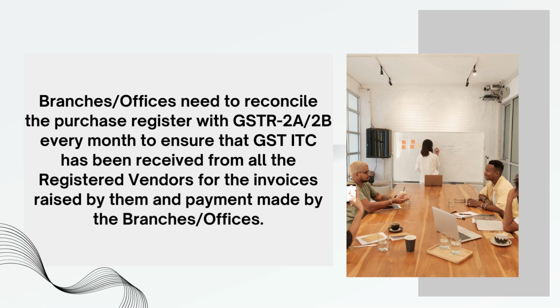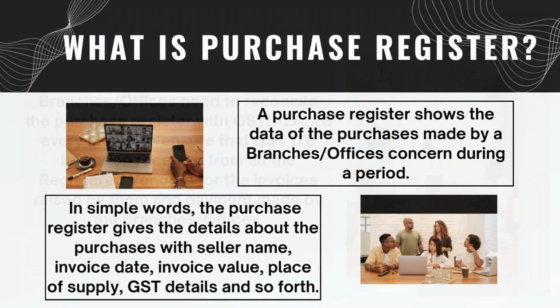Branches or offices need to reconcile the purchase register with GSTR 2A to B every month to ensure that GST ITC has been received from all the registered vendors for the invoices issued by them and payments made by the branches or offices. Now we will see what is the purchase register.